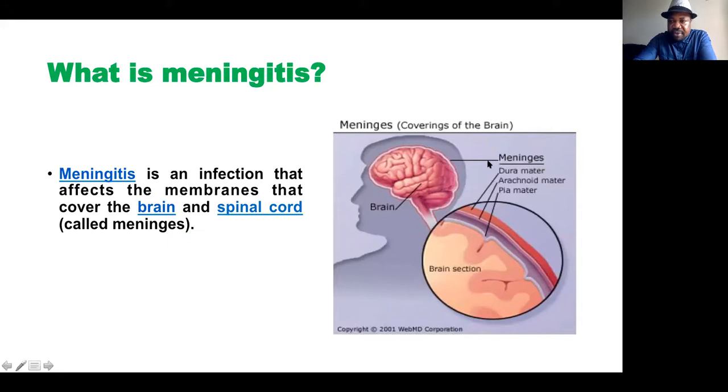Those meninges are made of 3 layers, from outside to inside. We can see here the outside layer is the dura mater, and you have the arachnoid. Then inside you have the pia mater. So when those 3 are inflamed as a result of an infection, we call that meningitis.